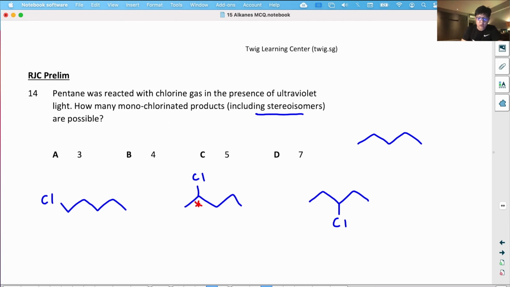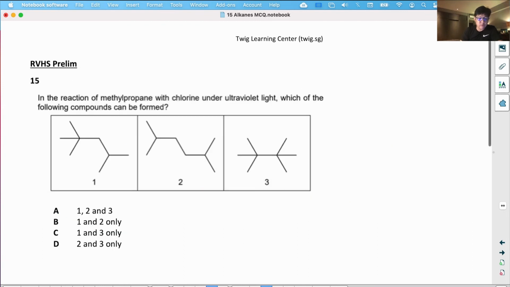Okay, but because including stereoisomers, you must be able to draw a chiral carbon, right? So in fact, this is a chiral carbon. So there are two isomers here. There's one here and there's one here. So altogether, there'll be 4. So that's why the answer is B. Okay, let's look at question 15.